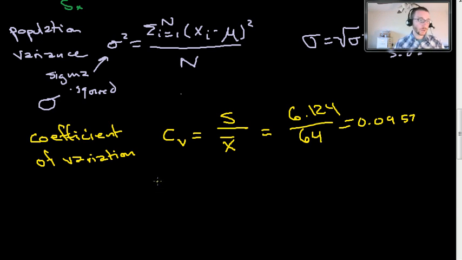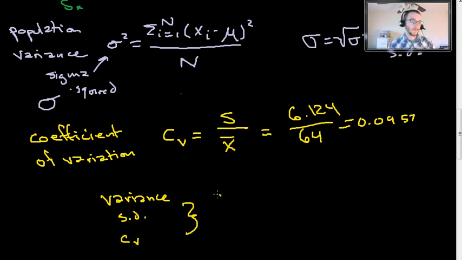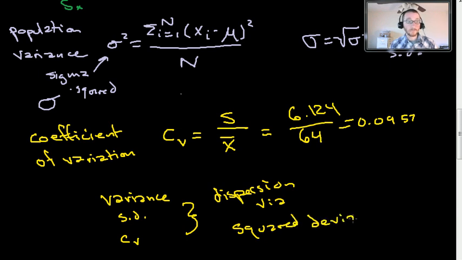Those are measures of dispersion: variance, standard deviation, and coefficient of variation. And these all measure dispersion via squared deviations. Later on, much later when we get to forecasting, we'll talk about absolute deviations and absolute values, but in general, these are the ones that we're going to use the most often.